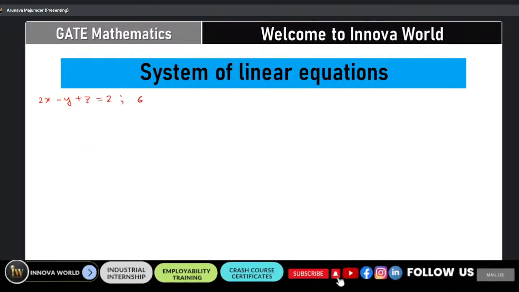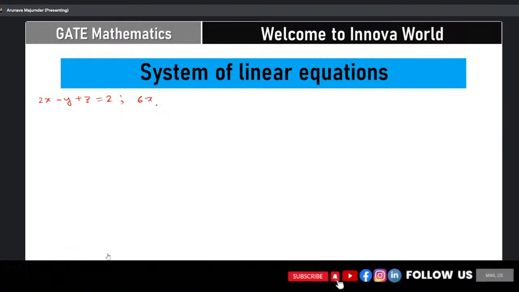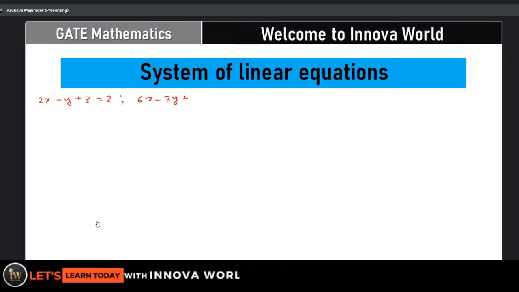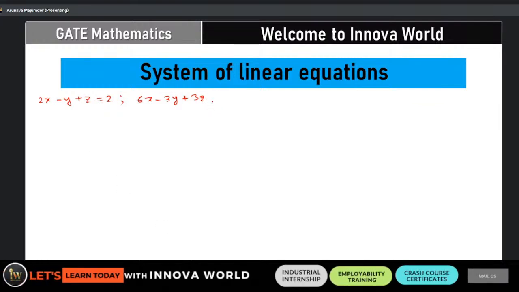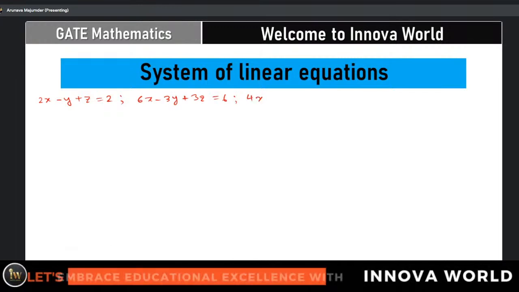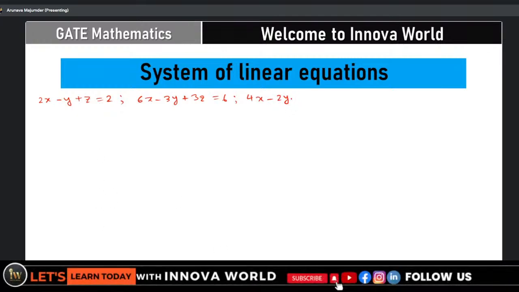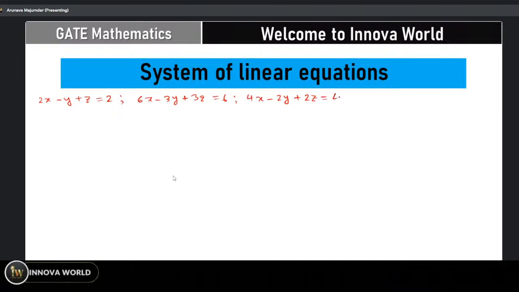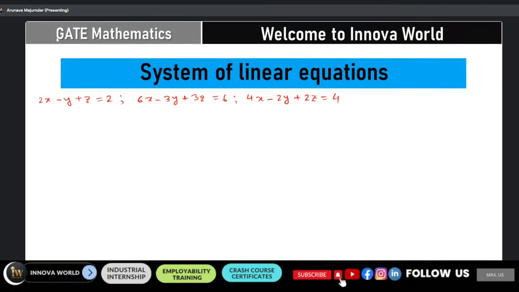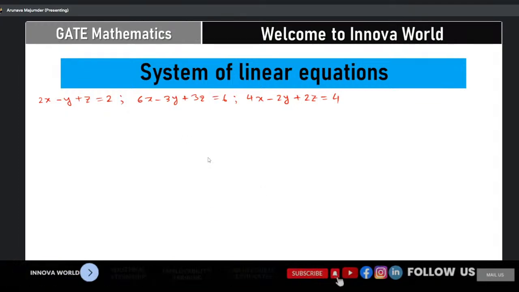The second equation is 6x minus 3y plus 3z is equal to 6, and the third equation is 4x minus 2y plus 2z is equal to 4. Okay, so these are the three equations. Now let us find the matrix.